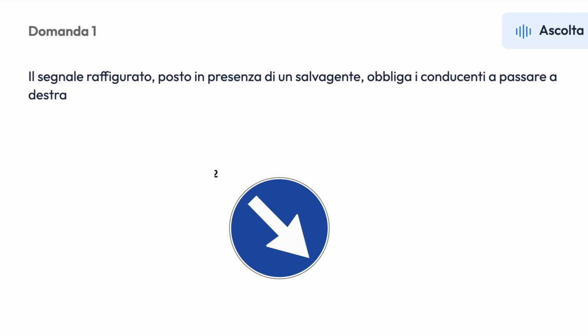In segnale raffigurato, posto in presenza di un salvagente, obbliga il conducente a passare destra. The question says, if this sign is placed close to salvagente, it tells the driver to pass right. The answer to this question here is vero, because this is a sign of passaggio obbligatorio a destra, which tells you need to pass right to overcome an ostacolo.